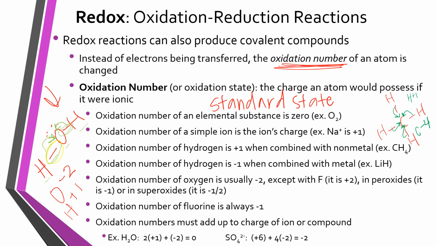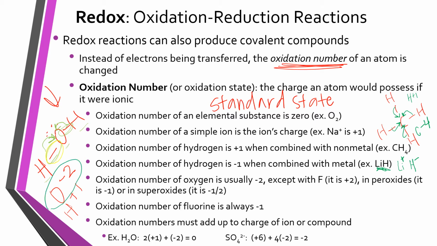Now, if hydrogen is acting like a nonmetal and it's paired with a metal, it will be the more electronegative one, and also this is an ionic compound, and so it's just its charge. Lithium is +1 and hydrogen is -1. The oxidation state of oxygen is almost always -2, so that's what we got over here.